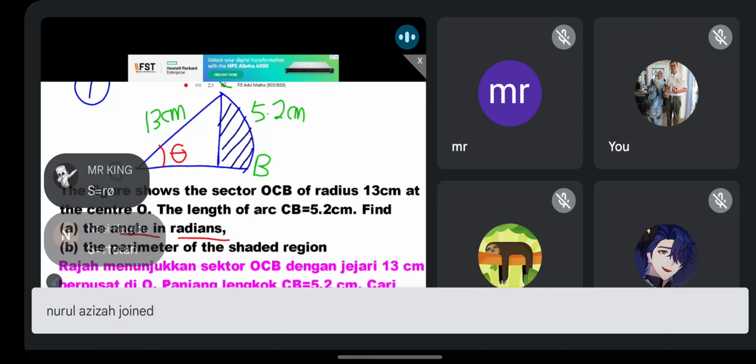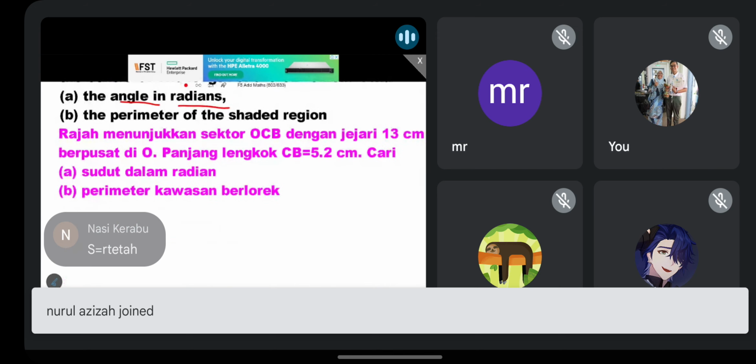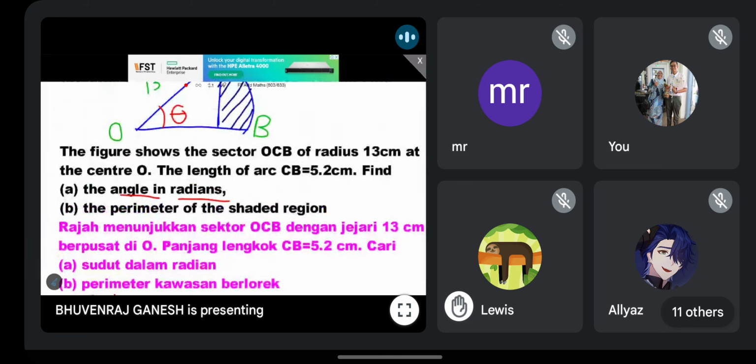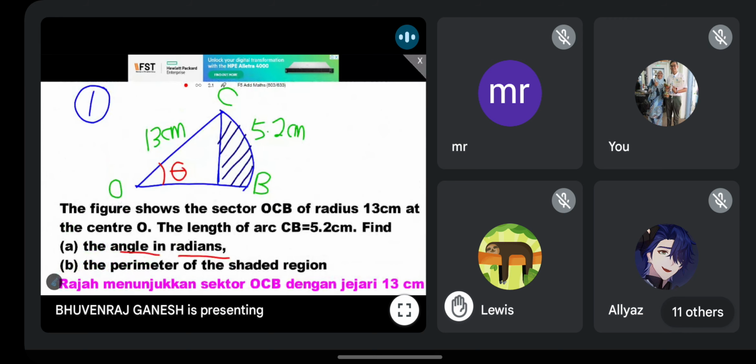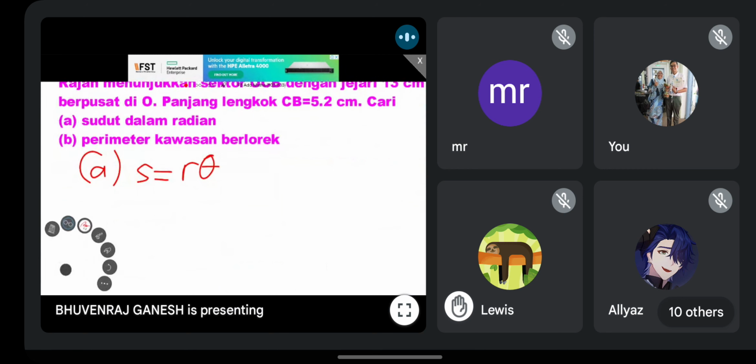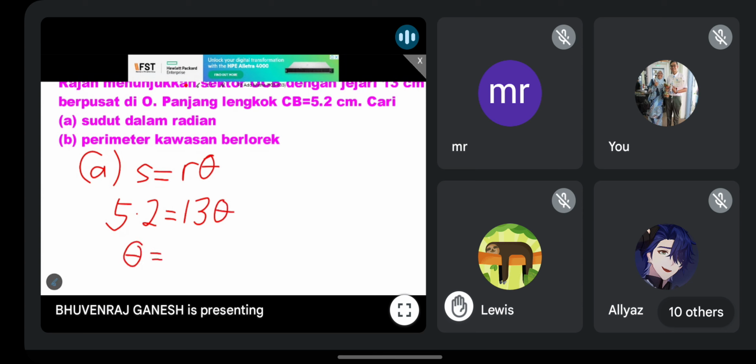Yes, very good. Okay, so S equals to R theta. So let me write. Okay, part A, S equals to R theta. Okay, so kamu lihat wajah. S, panjang lengkok. Okay, length of arc. So this is your S. Okay, 5.2. This is your R. Ini adalah jejari kamu. So that's why kamu boleh gantikan teruslah. So 5.2 equal to 13 theta. So tekan calculator, you will get theta sama dengan 0.4.